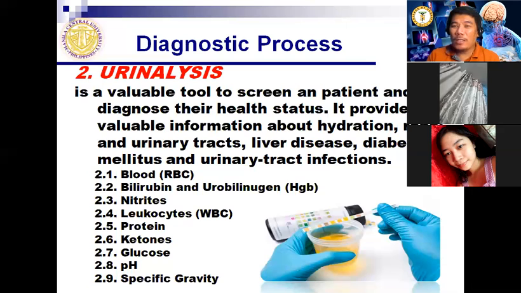pH is considered as the concern if it is acidic or alkaline. So the acid-base status or level of the urine. And lastly is the specific gravity.